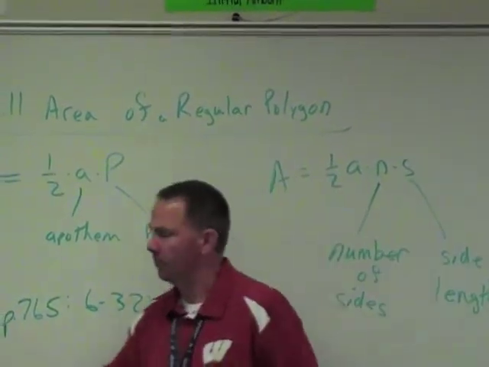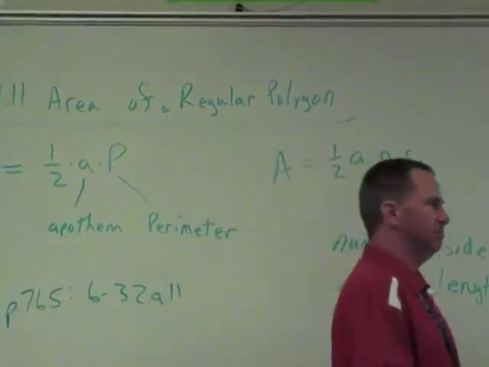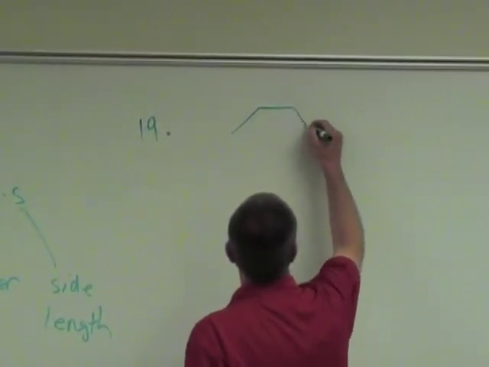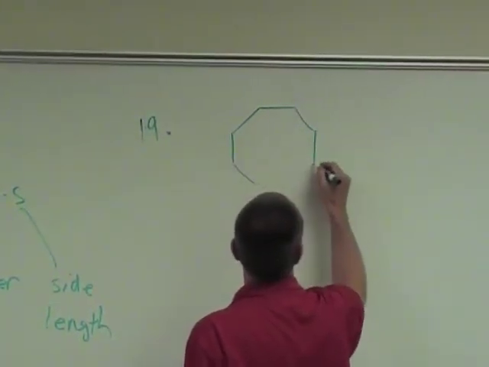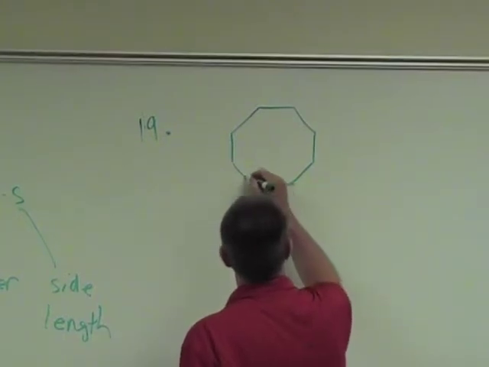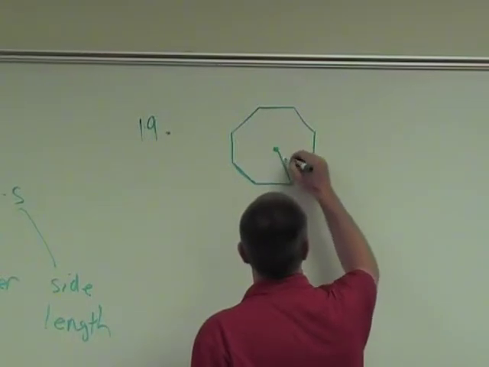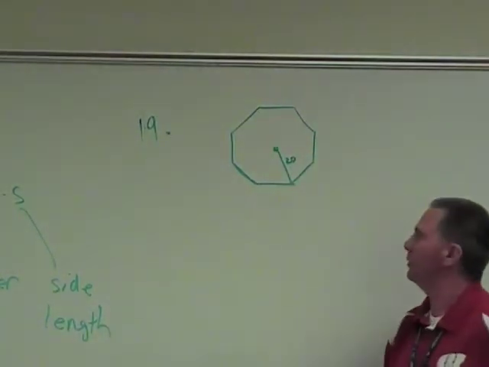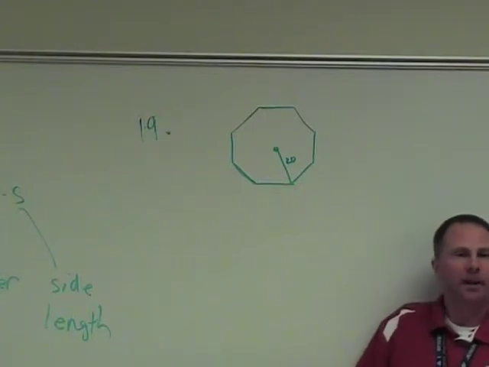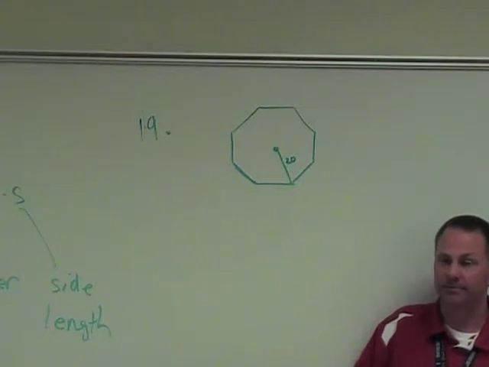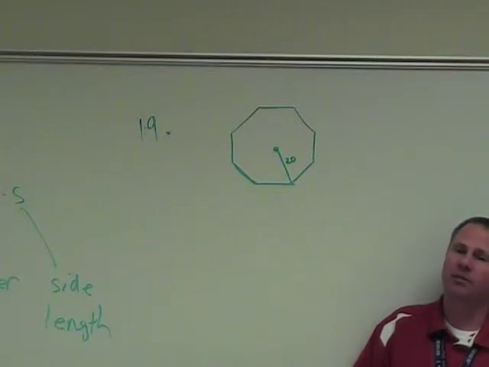So I'm going to do a problem that covers pretty much everything that we're going to do in your homework assignment. If I have an octagon, everybody draw a nice perfect octagon. And I say that the length from the central angle to a vertex is 20. I want to know the area of that polygon. Now that is not the apothem.